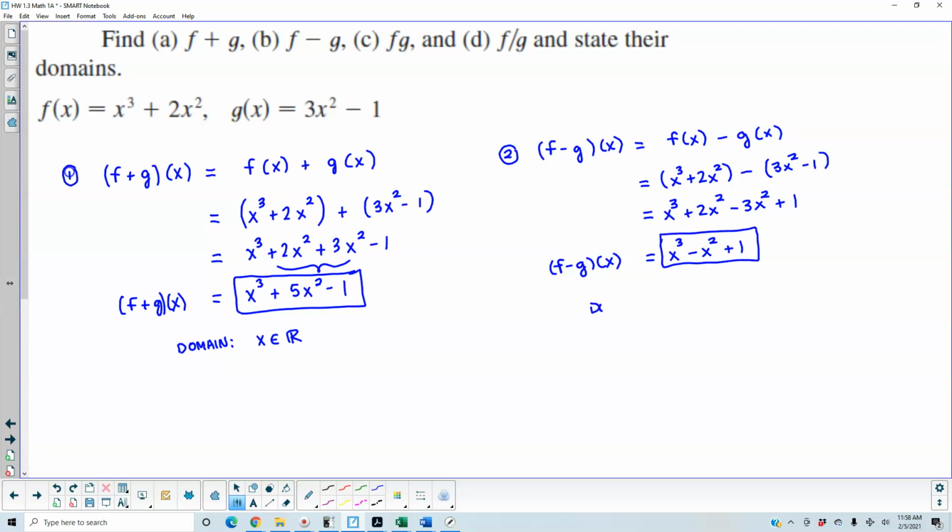And so what would the domain of that be? Well, we can plug any value in, so we know that x can be any real number.